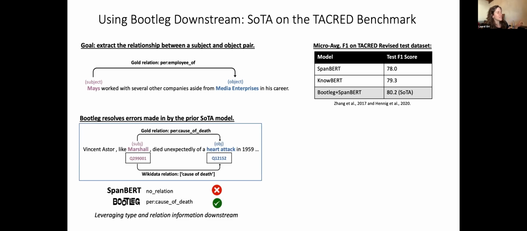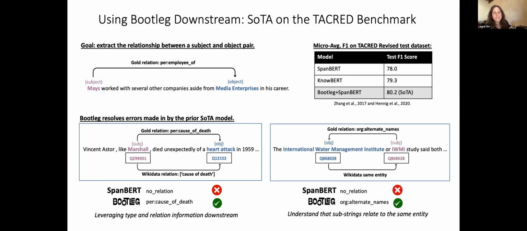When you actually break down and try to see what our model got right that the other model got wrong, you start to see where these knowledge graph, type, and entity cues can be really helpful. Here our model was able to correctly predict that these two entities had the relationship cause of death because they were actually linked in our knowledge graph. Bootleg predicted these two entities and indicated to us that this was the relationship between them. We were also able to get things correct because we could correctly perform disambiguation and resolve the same entity, and capture relationships such as alternate names.